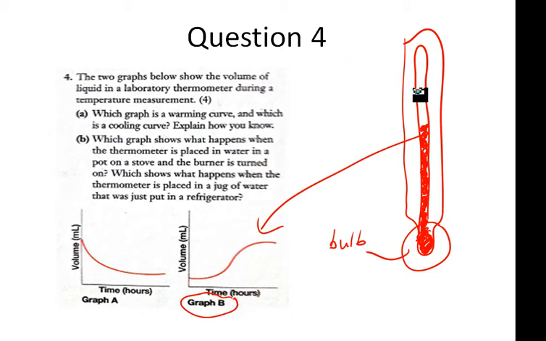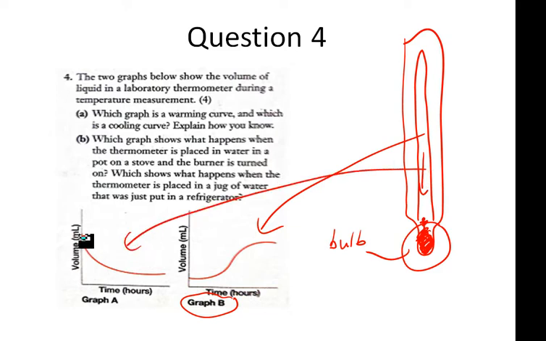On the other hand, if this thermometer was cooling down, the liquid inside would start to go down. It would contract. And that's what this is doing. The volume is smaller, it's contracting. This one, it's expanding. So here the thermometer is being heated. Here the thermometer is being cooled.